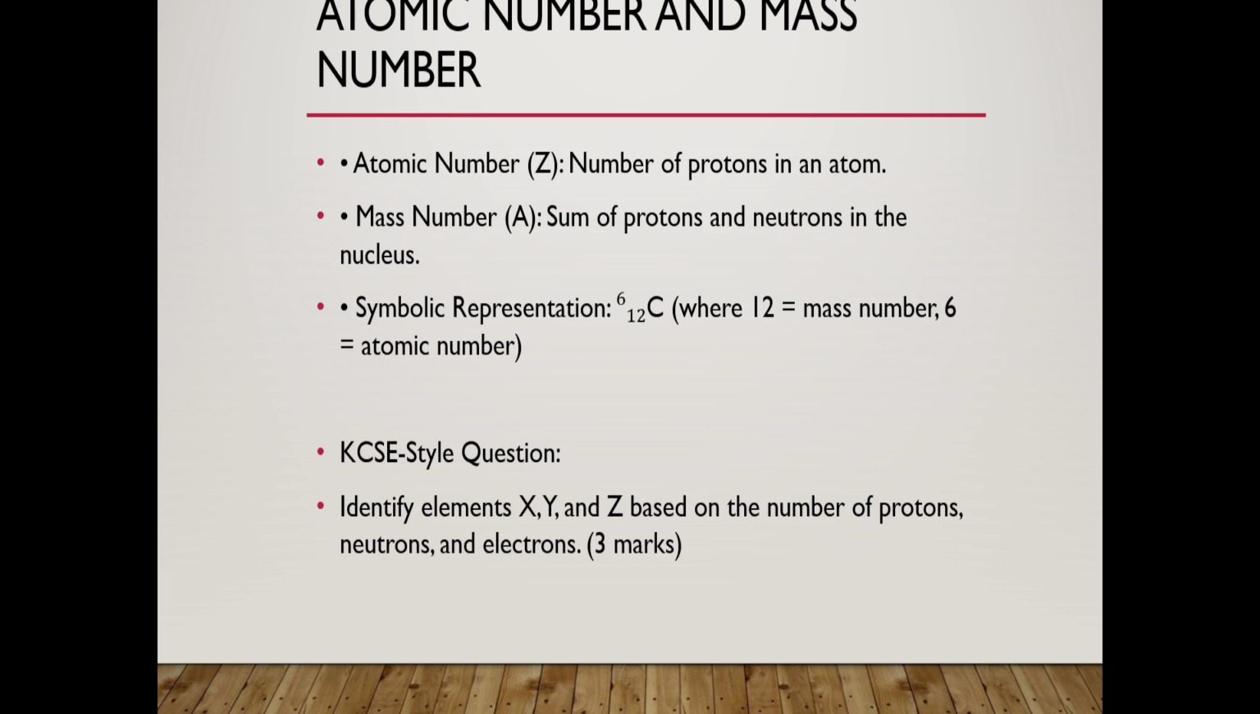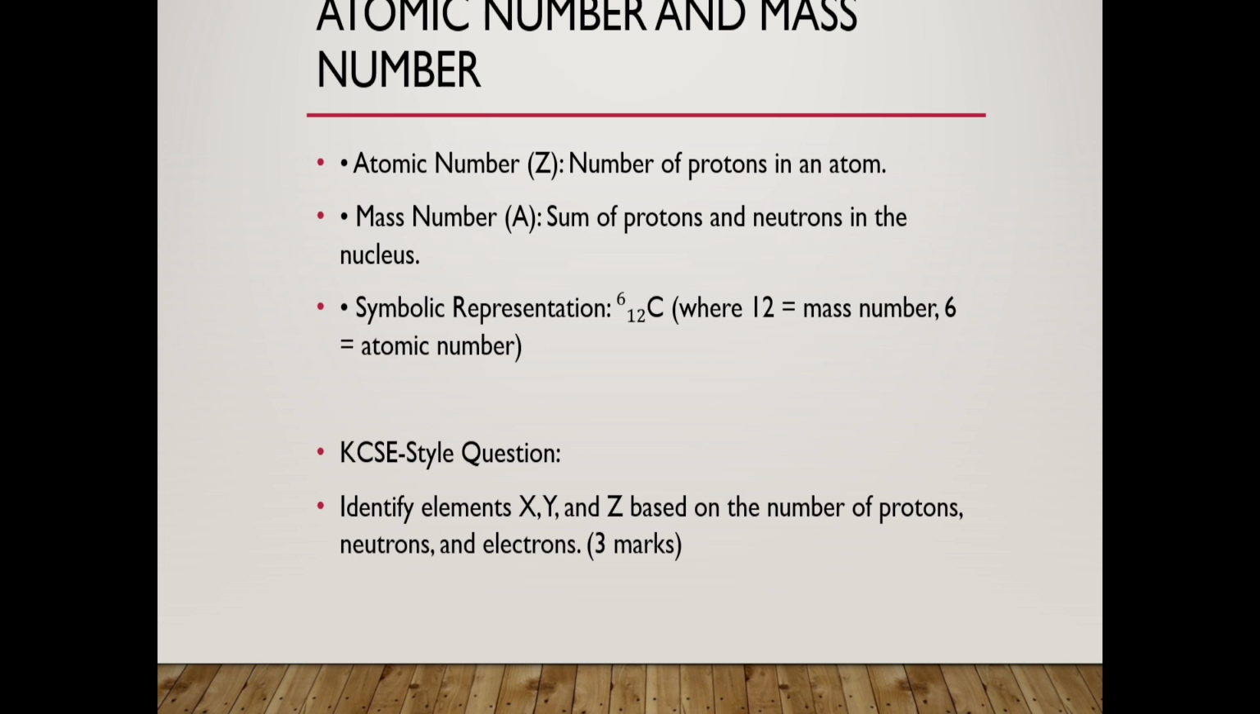Inside an atom, we have some terms that you are supposed to know and define, and that includes atomic number and mass number. Atomic number is just the number of protons in an atom, so it doesn't include the neutrons, it just includes the protons only. Mass number is the summation of protons and neutrons in the nucleus. It doesn't include the electrons.